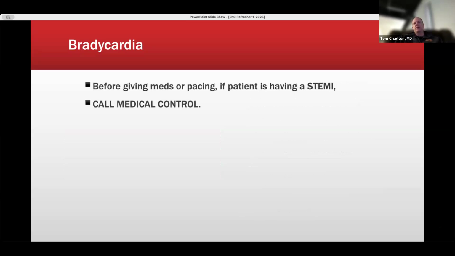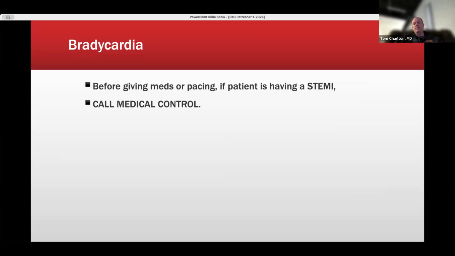Typically what we're going to treat with is atropine and/or push-dose epinephrine to get that heart rate to come up. If you have a patient that on that 12-lead is having a STEMI, please, please, please call medical control first, okay? Because depending on how symptomatic that person is, we may tell you to just stick with medications, or we may tell you to go directly to pacing.